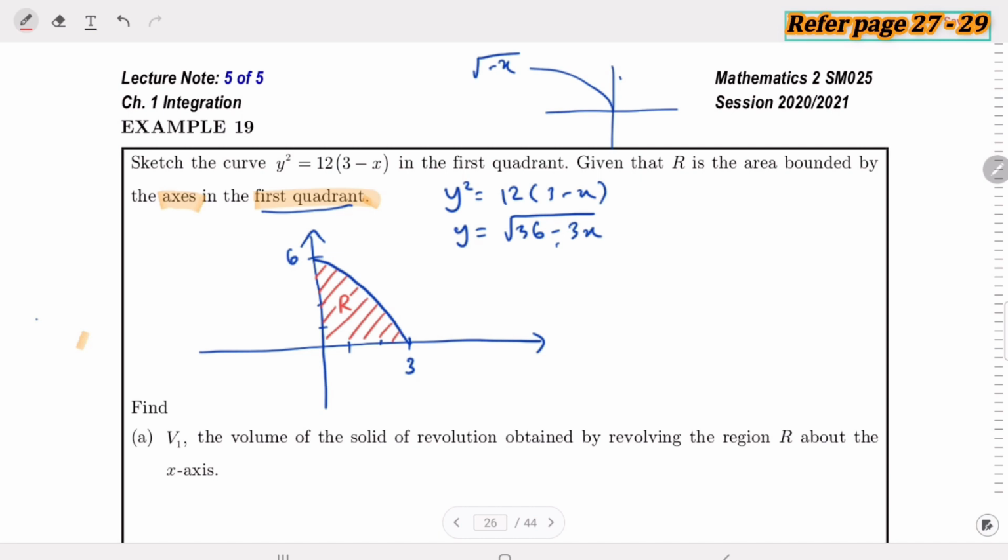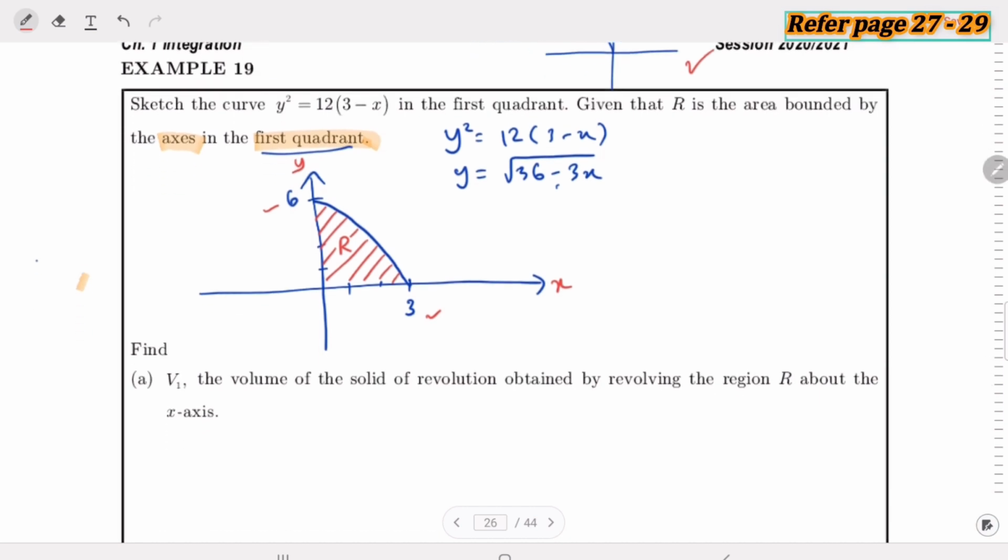You may find this 3 and 6 through the x-intercept and y-intercept also. And then you must know the basics of the square root graph, as I showed you above. So this is actually the sketching of the graph. So let's move to the question.